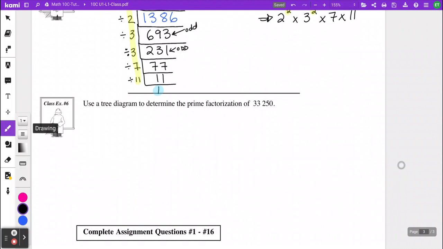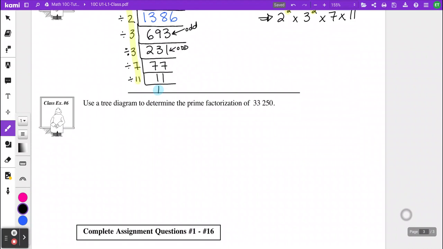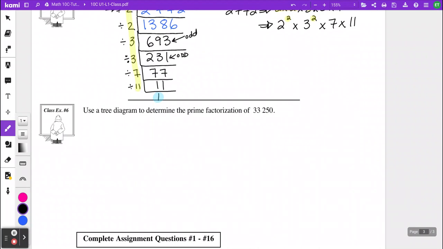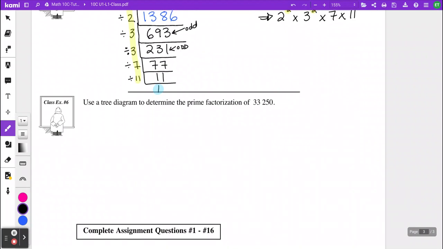Okay, last example in this lesson. We're going to use a tree diagram this time instead of a division table. And we're going to see what this big number divides by. We're going to get a really big hint, the fact that it ends in a 0. If it ends in a 0, always start by dividing by 10. So 33250, make my spokes. I'm going to divide by 10. And that's going to give me 3325.